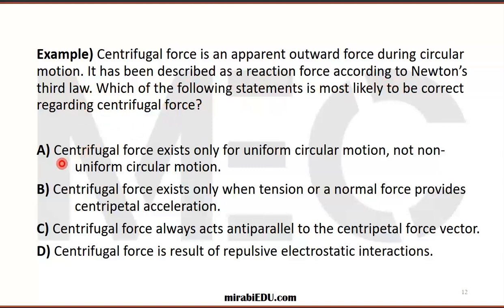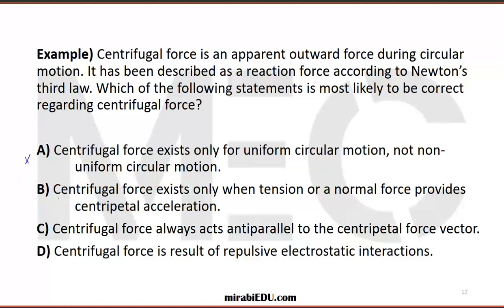Choice A says centrifugal force exists only for uniform circular motion, not non-uniform circular motion. It is incorrect because we have all types of motion, and centrifugal force is a reaction force to centripetal force. We have it both in uniform circular motion and non-uniform circular motion. So choice A is incorrect.